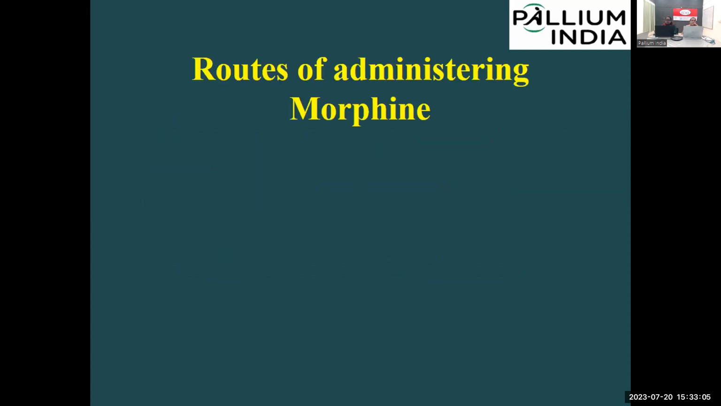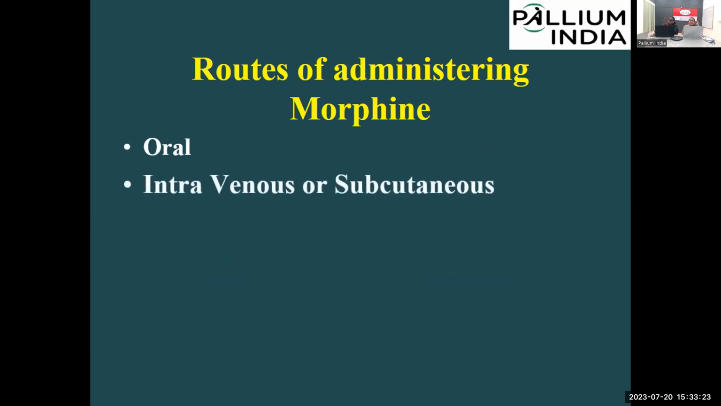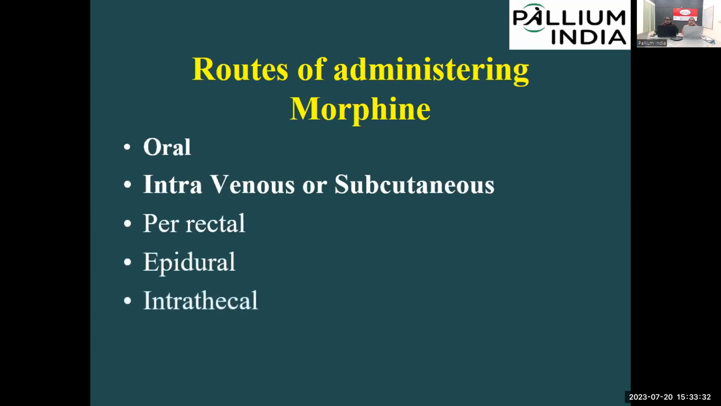We have another option. So that brings us to the routes of administering morphine. The different routes by which morphine can be administered: the most preferred route is orally. Then intravenous or subcutaneous, per rectally, epidural and intrathecally, morphine can be given. So these are the different routes of administering morphine.